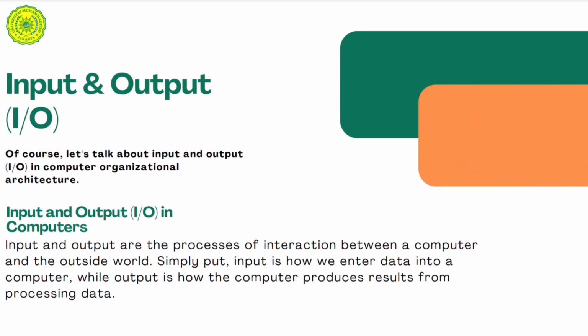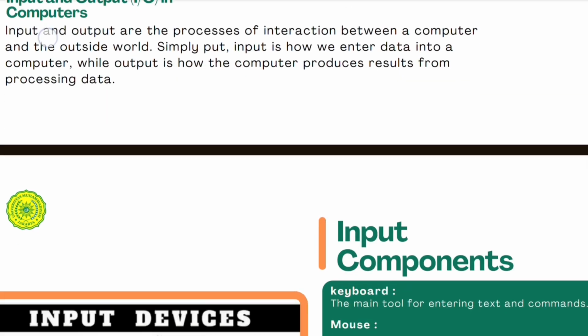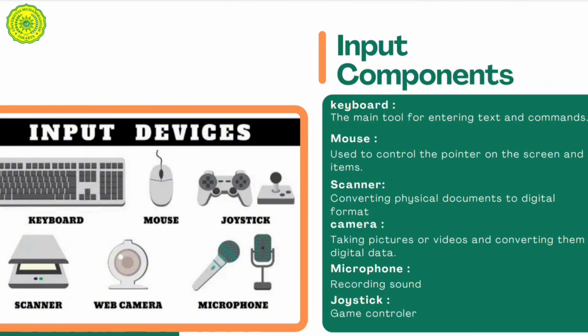Input and output. Of course, let's talk about input and output in computer organizational architecture. Input and output in computers. Input and output are the process of interaction between a computer and the outside world. Simply put, input is how we enter data into a computer, while output is how the computer produces results from processing data. Input components. Keyboard, the main tool for entering text and commands.